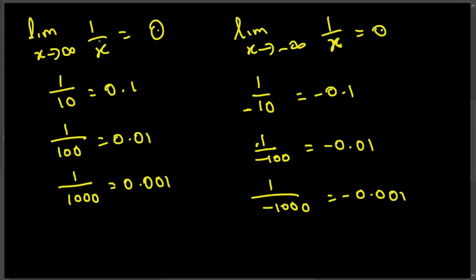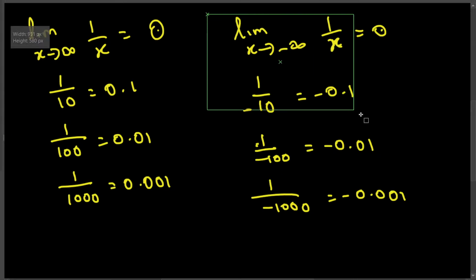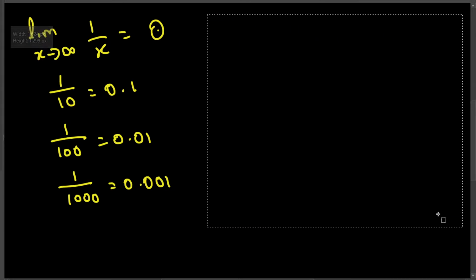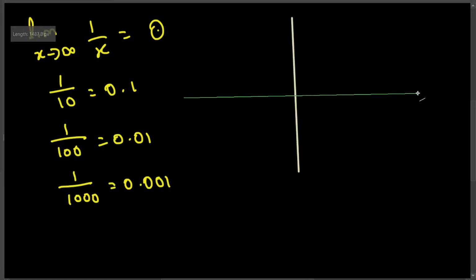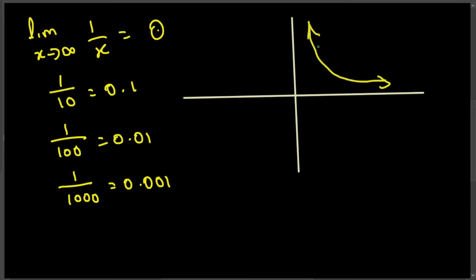Now let's go ahead and see the 1 over x graph. I'm going to remove this one and draw the graph right here. Okay, the 1 over x graph looks like this. This is the 1 over x graph.